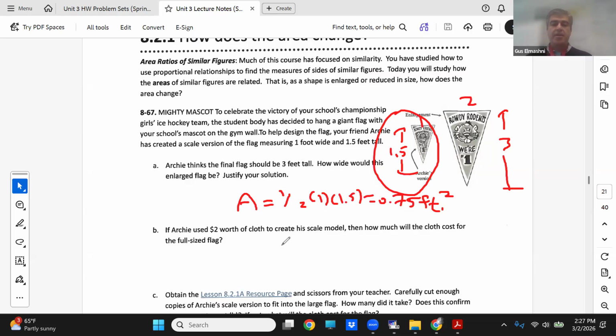Okay, let's talk about the big flag. What's the base there? What's the area? Okay, compared to the small flag, you went from 0.75 to 3. So what do you multiply by 0.75? Or how many times do you have to add 0.75 to get up to 3?